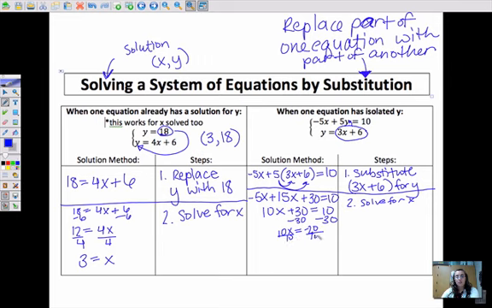Divide by 10. And I get that x equals negative 2. Okay?